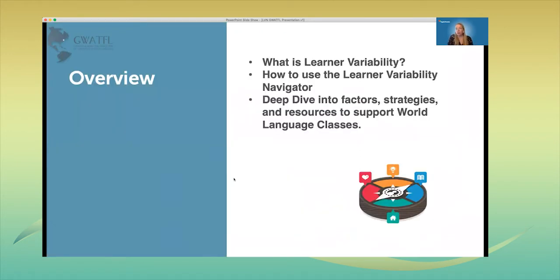So just a quick overview of what I'll be covering today. First, I'm going to start by talking about what is learner variability and what we mean when we say that, how to use our navigator, and then we're going to take a deep dive into the factors and strategies that will support world language instruction.